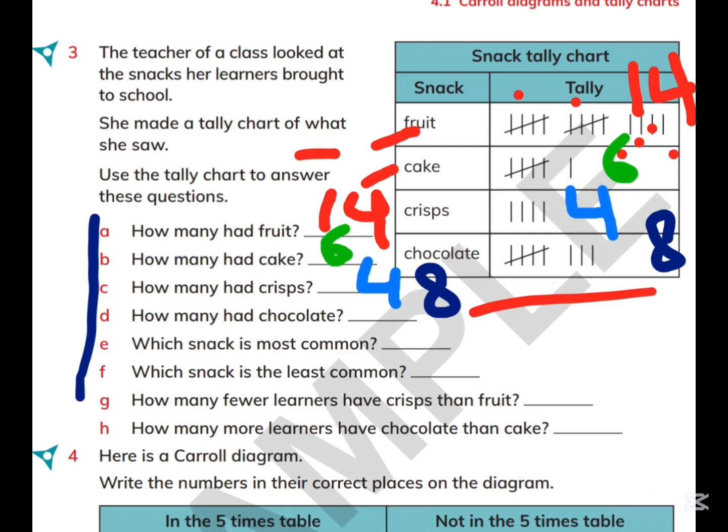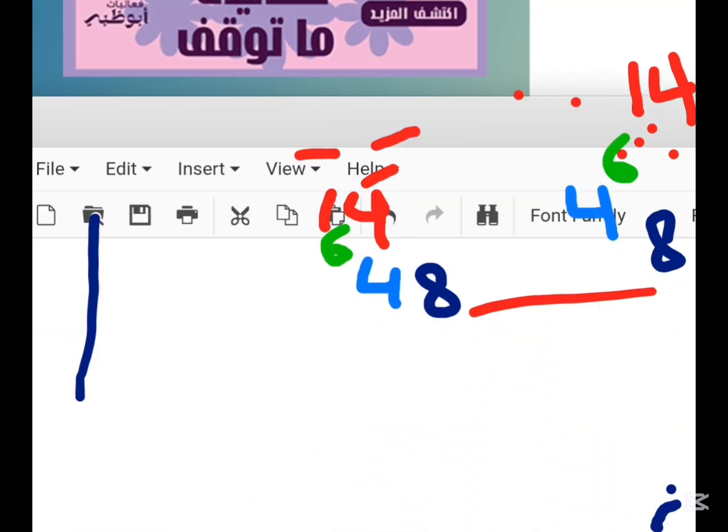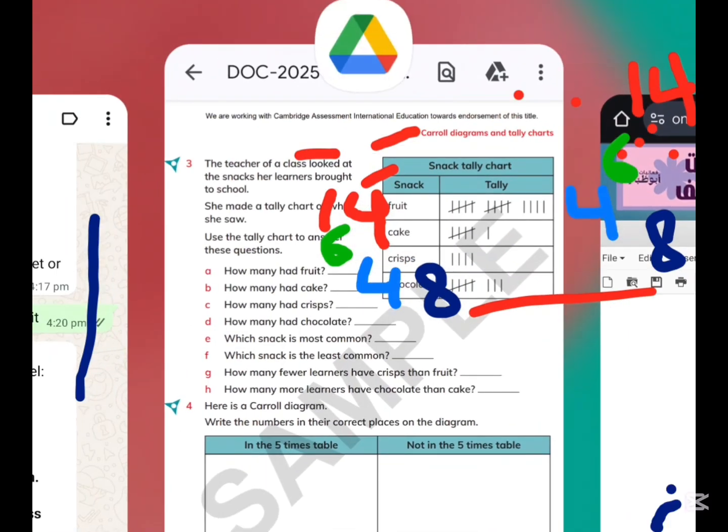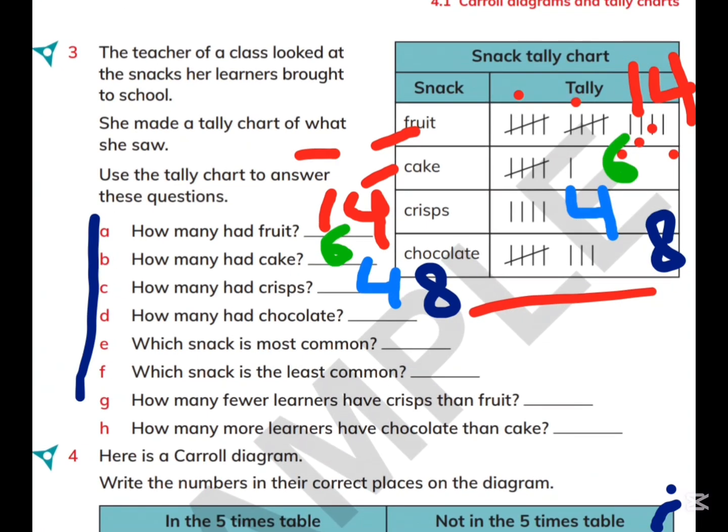I gave you an example when we started this class, that which number is most common. Okay. This is saying which snack is most common. Let me change the color so that you can come to know. Most common means mostly bought.